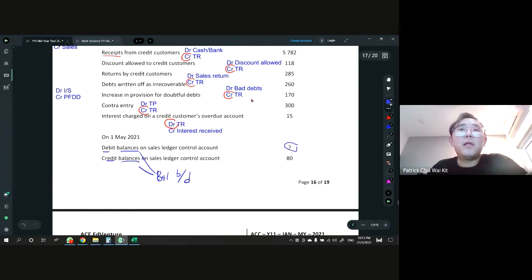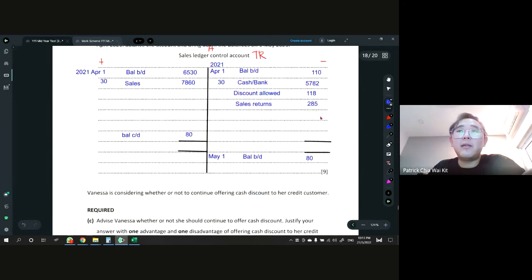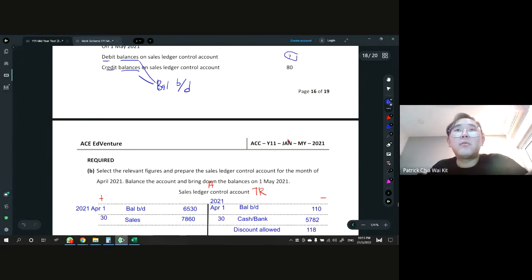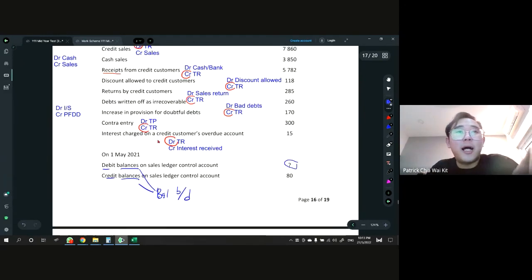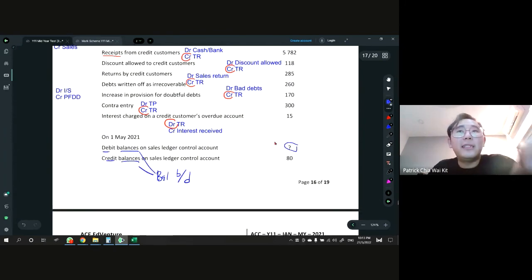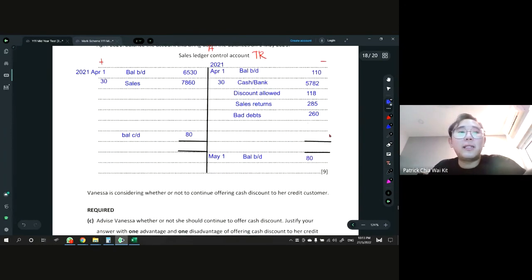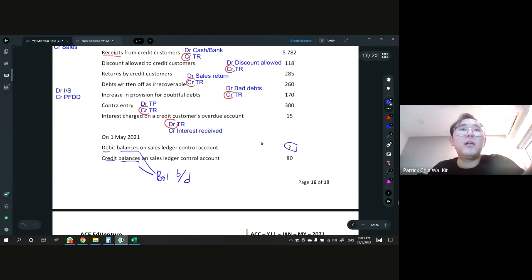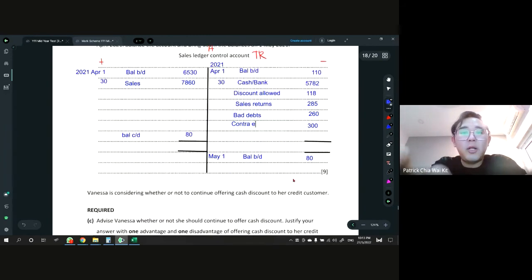Then after that, we have bad debts. Bad debt is 260 on the CR side. You can put irrecoverable or you can put bad debt, no problem. Next one, we have contra. Contra is 300 CR side. So CR side, 300, and then we put contra. Or contra entry also can. So we just follow contra entry. Just follow what they give us.